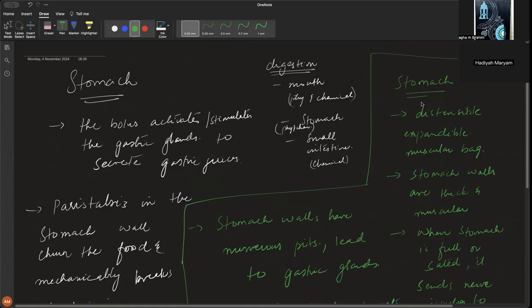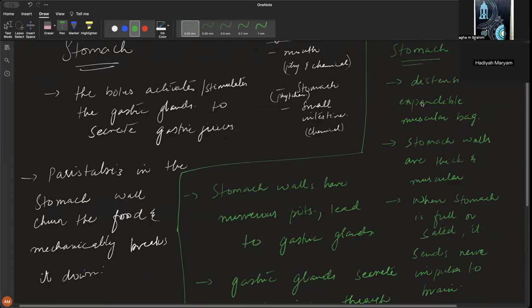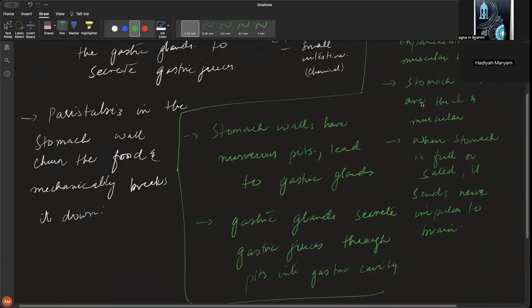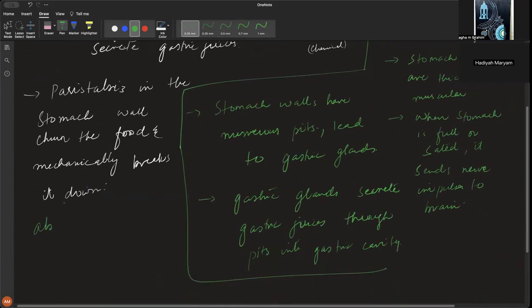The bolus, when it reaches the stomach, is going to stimulate the gastric glands to secrete gastric juices in the gastric cavity. Obviously, this is going to be the chemical digestion. On the other hand, the peristalsis in the stomach wall churns the food and mechanically breaks it down and mixes it with the gastric juices.